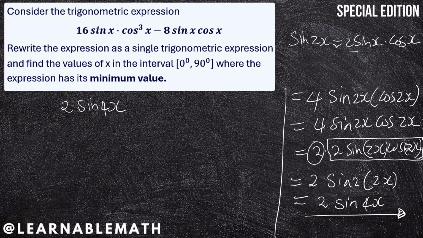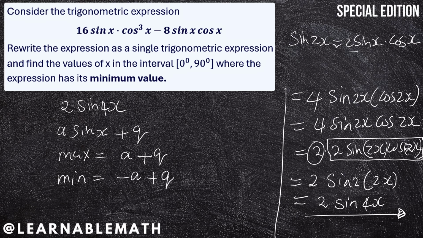So if you have a trigonometric function of the form a sine x plus q, then to get the maximum value you just say amplitude plus q. To get the minimum value you just say negative amplitude plus q. All right, so that's the idea. So in this case we must identify what is our a, what is our q. Q is the vertical shift, right, and a is the amplitude.